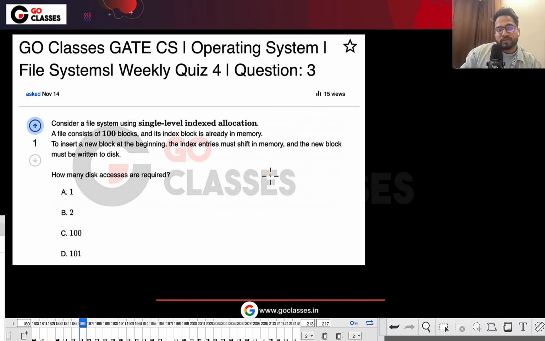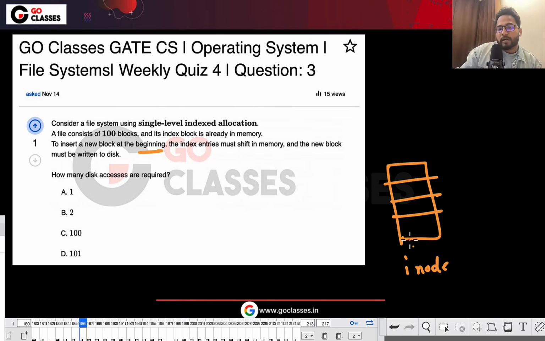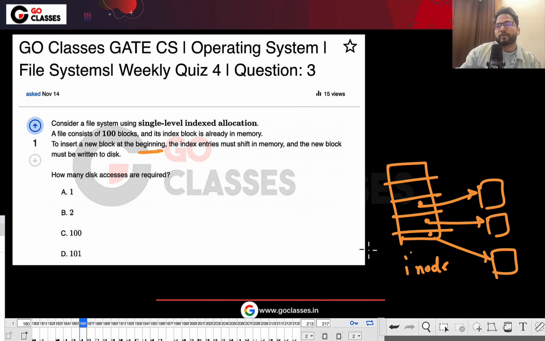Now the similar question is being asked. They want to insert in the beginning, but in this case you have indexed allocation, which means you have inode here. And then let's suppose this is the first block, this is the second block, third block. I mean, this is a pointer to first block, this is a pointer to second block, and so on, right? Pointer to third block. Then they want to ask that if you want to insert it at the beginning, then how many read or write access will be needed?